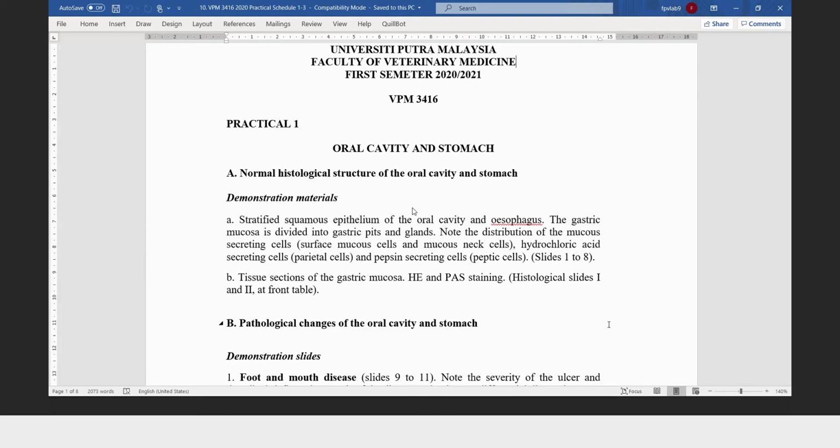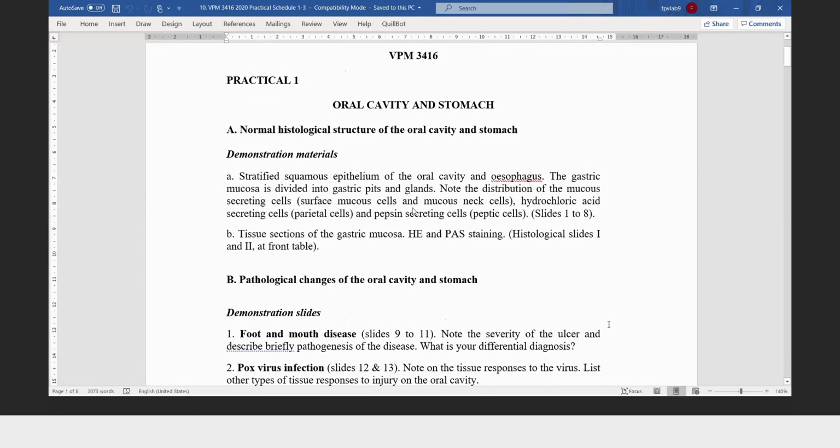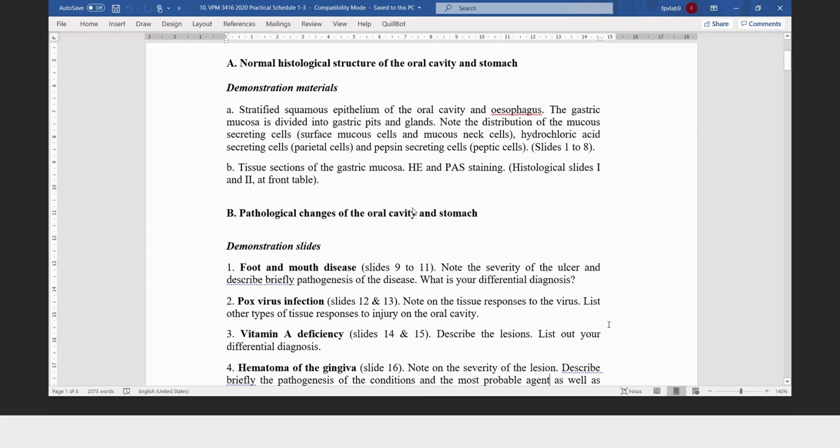And then with regard to the particular changes I highlighted here, when you examine a case, for example, you observe the animals, then you might see some clinical signs. Like in this case, foot and mouth disease, slides number 9 and 11, I'll show you later. The clinical sign is more of hypersalivation. Then when you open the mouth, the tongue is severely eroded, as well as ulcerated, hemorrhagic, and inflamed.